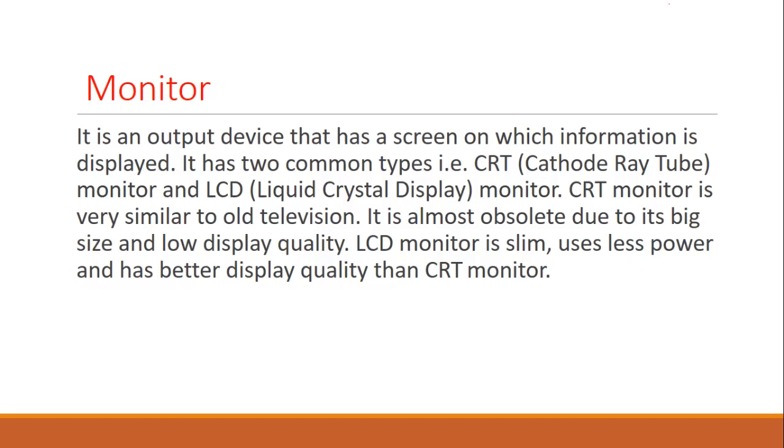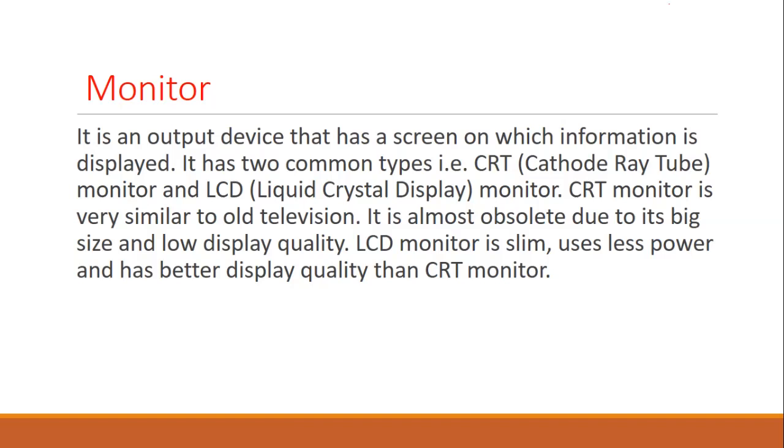CRT is actually like the old television, the kind of monitor that used to be made by Sony or different companies. These are actually like an old television. Okay, in them a cathode ray tube is available. So this is the CRT monitor. And CRT is large in size and has low display quality if we compare the LCD and CRT.